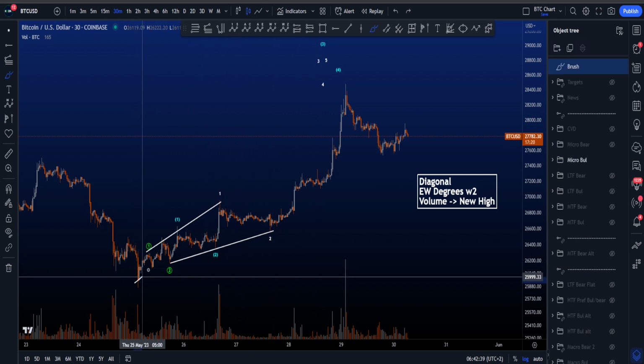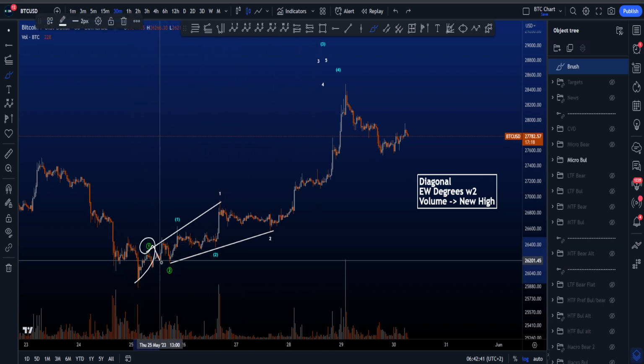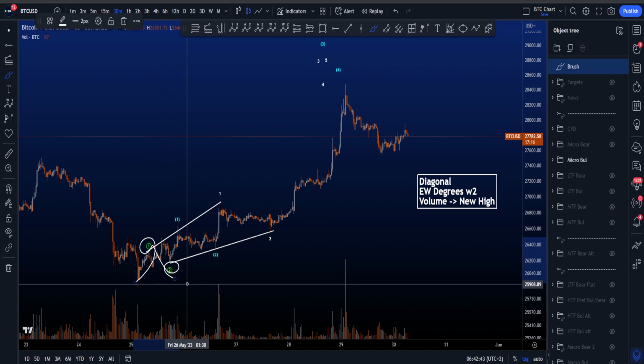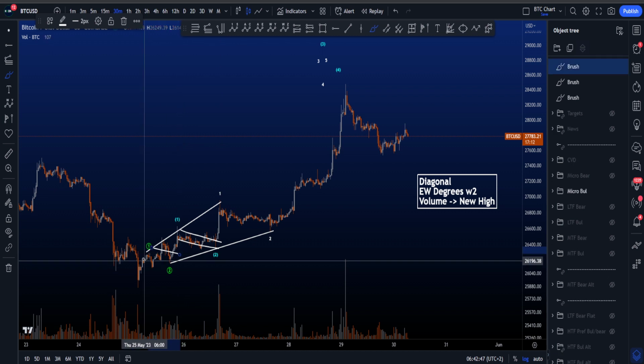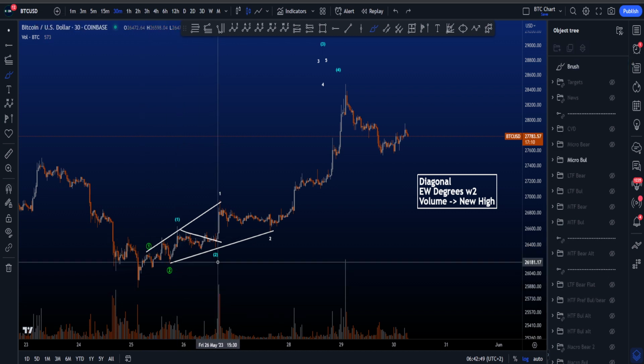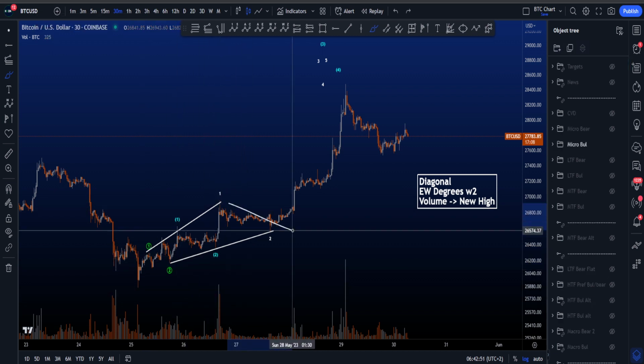So you want to see the green wave one to be the biggest, followed by the biggest corrective structure in the green wave two. But as you can see, this wave two already is longer in time compared to the green wave two. So the blue two is longer than green, and the Y two is longer than the blue two. So that doesn't really match nicely.